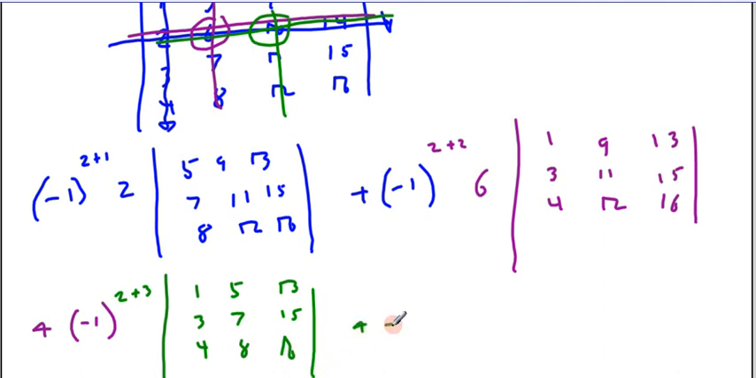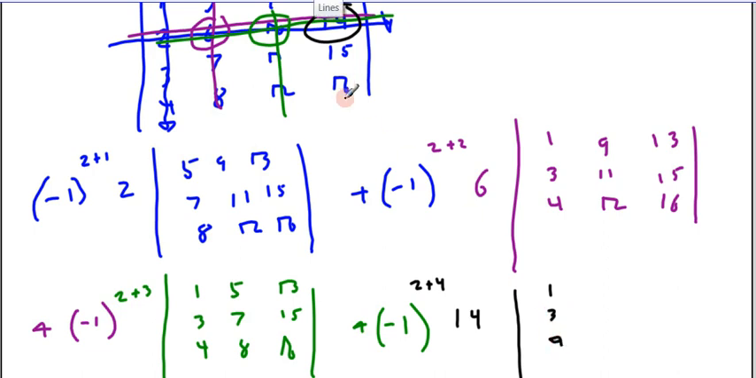Plus minus 1 times the row and column of the 14, second row, fourth column, times 14, times what's left over after I've removed the column and the row that the 14 is in.